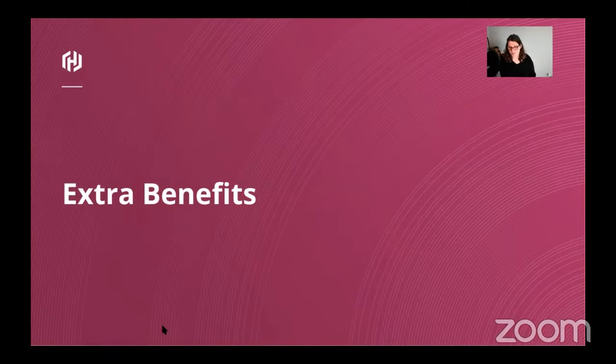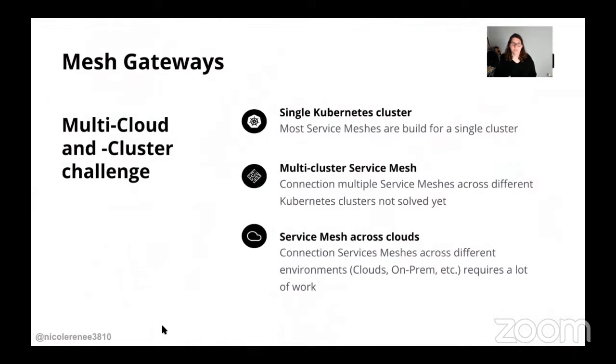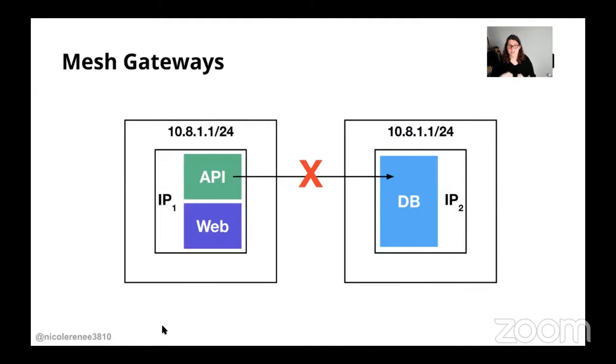So what are some of the extra benefits we can get with this? So one thing you can do is you can also configure mesh gateways. And so mesh gateways allow you to extend your service mesh across multiple clusters or into multiple environments that aren't Kubernetes clusters and are just a case of a bunch of VMs in another provider or your own on-prem data center. And the really cool advantage to mesh gateways is they can also start to solve overlapping IP problems.